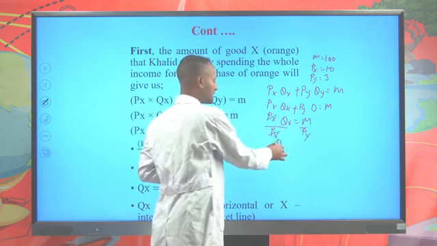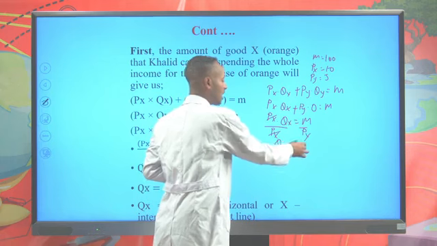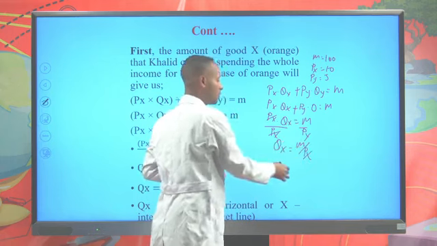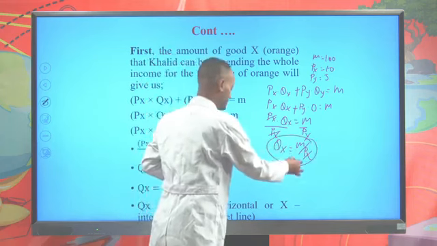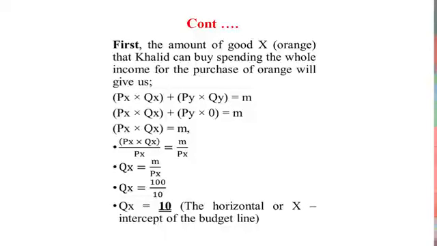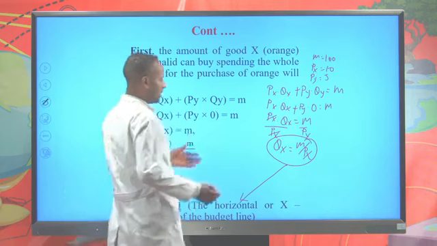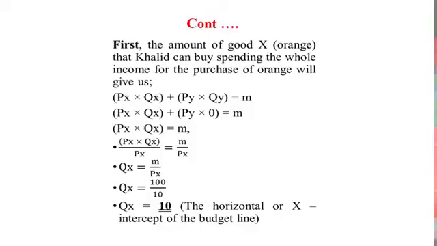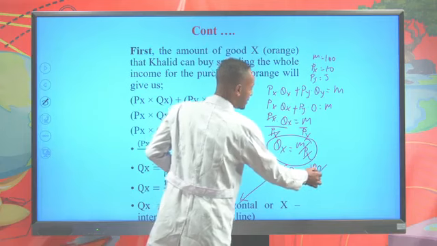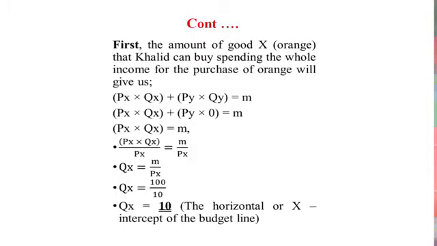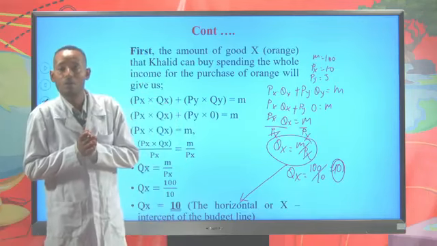This is the amount of commodity X that a consumer can buy. Spending the whole income for the purchase of good X will be income divided by price of X. This is the horizontal intercept or the x-intercept of the budget line. So from this example, the amount of commodity X that Khalid can buy, if the price of commodity X is birr 10 and the income of Khalid is birr 100, 100 divided by 10 will give you 10. This is the amount of commodity X that Khalid can buy, spending the whole income for the purchase of commodity X.